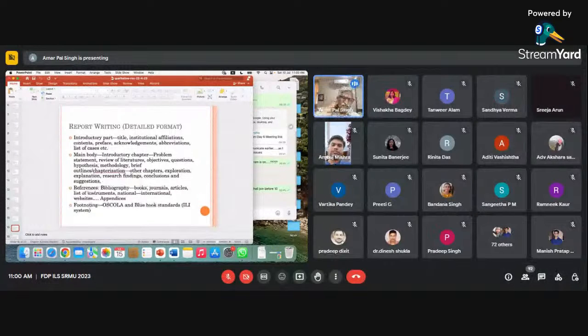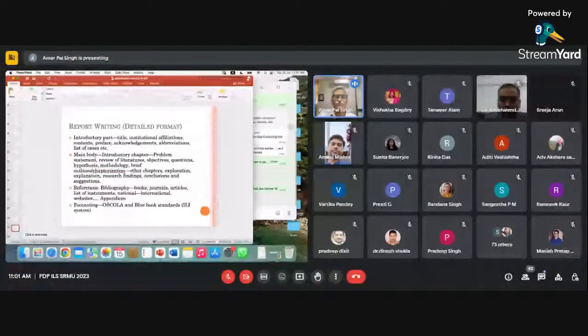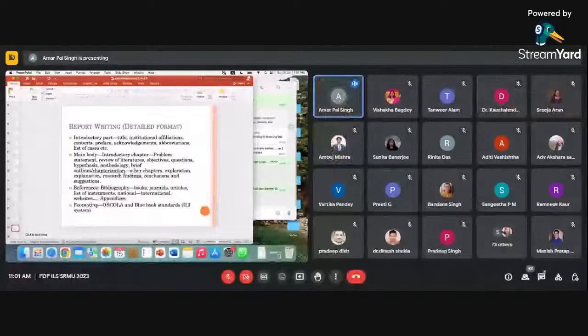This is a format, I don't have to explain it, but simply quickly, before I come to my last slide on the subject, another minute or so, not even a couple of minutes. So you have this introductory part. First page, in which you provide a title of your subject, institutional affiliations, name of the researcher, the guide, etc. And then you move on to the contents page, and then the preface, the acknowledgements, abbreviations, list of cases. This is before the major text starts.